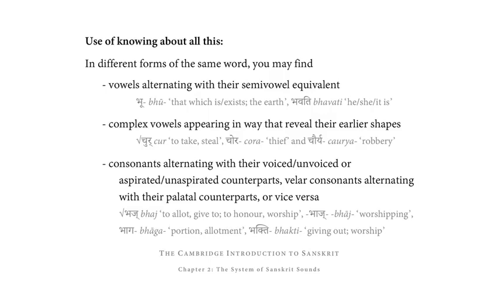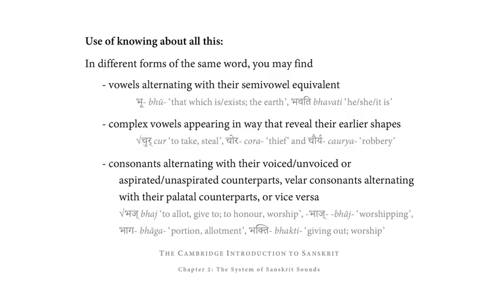If we know about this, then we can understand, for example, how from the basis bhaj, which means to allot or to give to, and especially to give something that someone deserves to be given and therefore to honor them or to worship them, we can derive forms such as the adjective bhāj, which means worshipping, bhaga, a portion or an allotment, and bhakti, which means giving out, handing out, or specifically giving out what should be given out, so respect or worship.